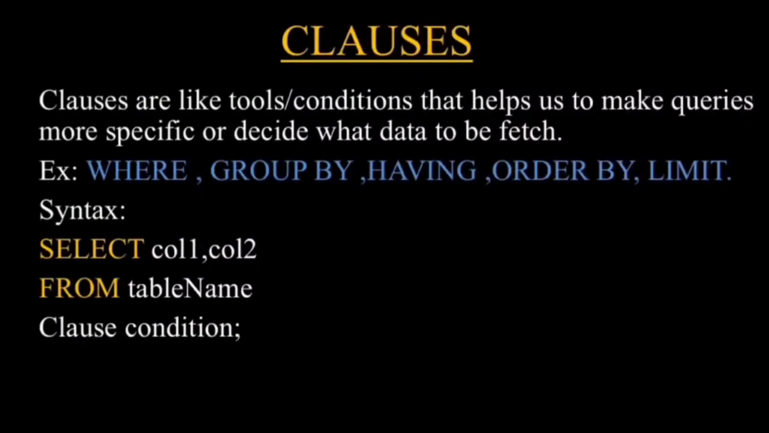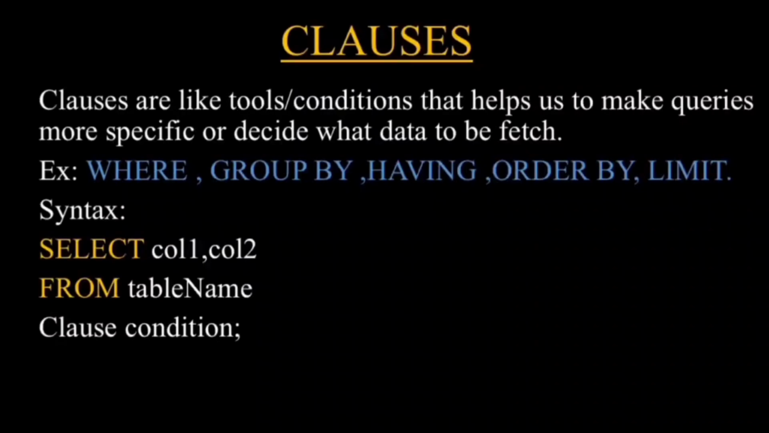What are clauses in SQL? Basically, clauses are conditions or tools that help us make queries more specific and decide what data we want to fetch. So here we have mentioned all types of clauses which are there in SQL.